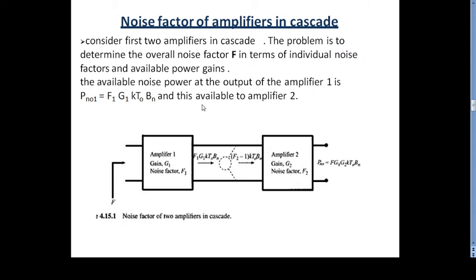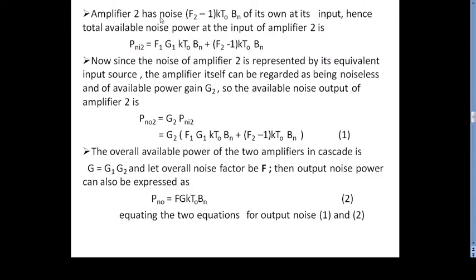Then similarly for the second amplifier, the gain is G2 and the noise factor is F2. Then Pn02 is F2 G2 G1 K T0 Bn. So the amplifier adds noise (F2 minus 1) K T0 Bn of its own at its input, hence the total available noise power at the input of amplifier 2.